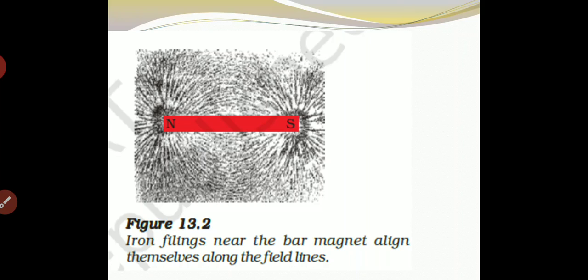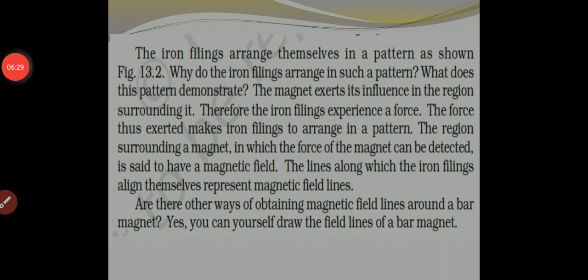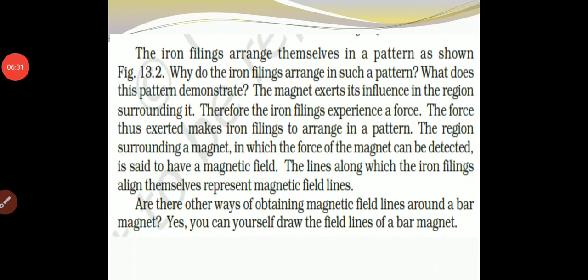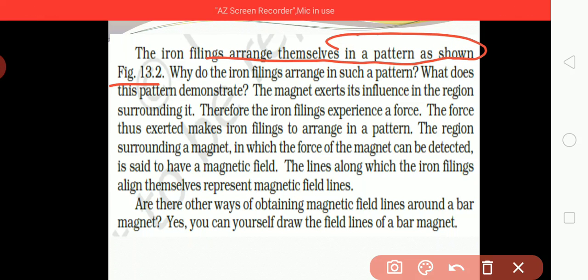Okay, and as you can see, the iron filings near the bar magnet align themselves along the field lines. The iron filings arrange themselves in the pattern as shown in the figure. Why do the iron filings arrange in such a pattern? What does the pattern demonstrate?